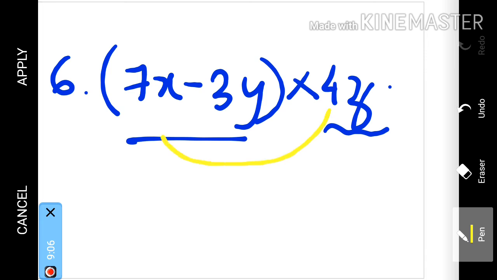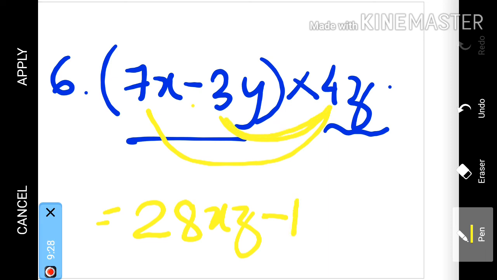4 7s are 28. X into z is going to be xz. There is a minus sign in between, so I'm going to put a minus sign. Then you have 3 4s are 12. Y into z is yz. Is that okay, children? So this is multiplication of binomial and monomial.